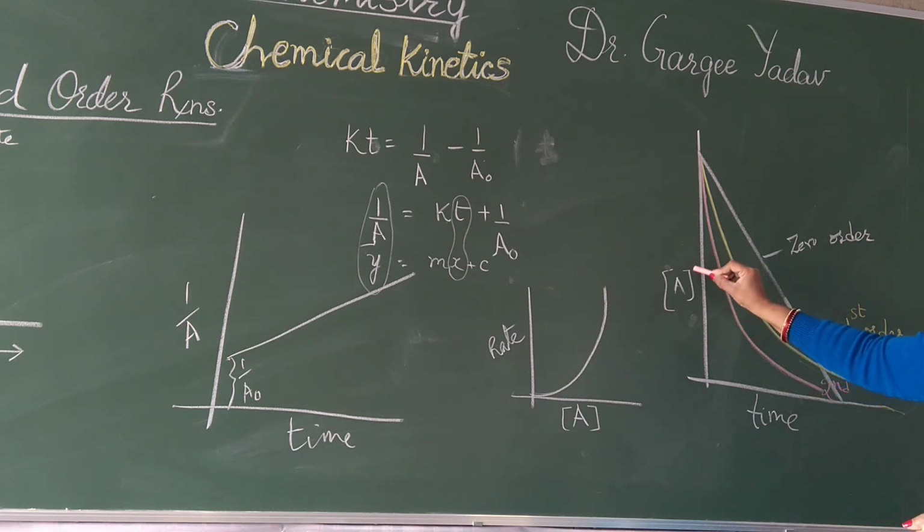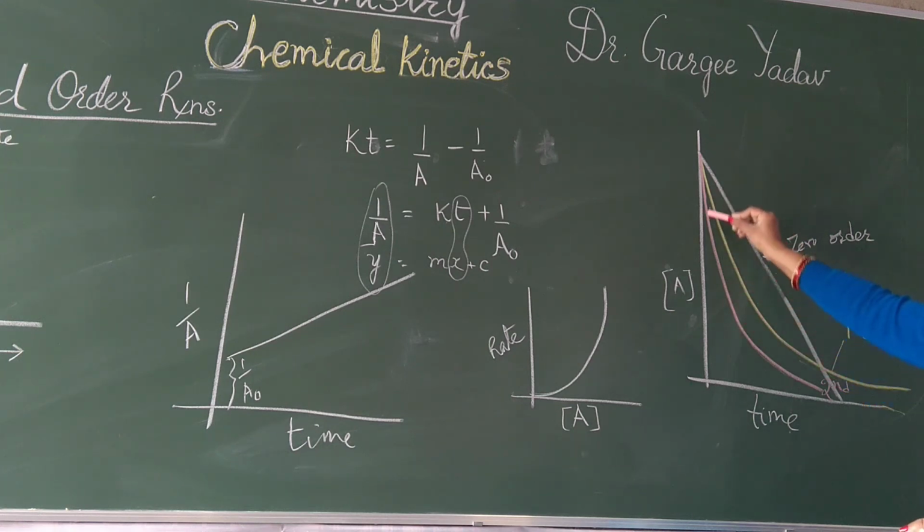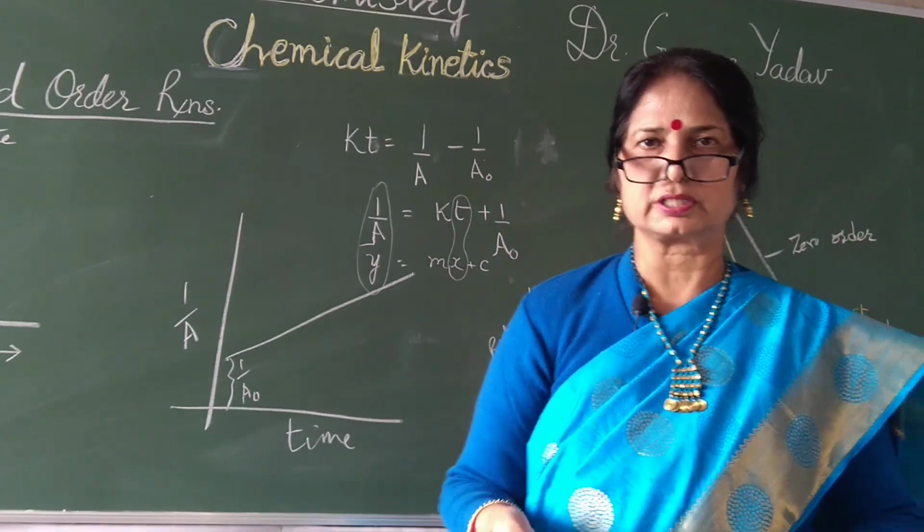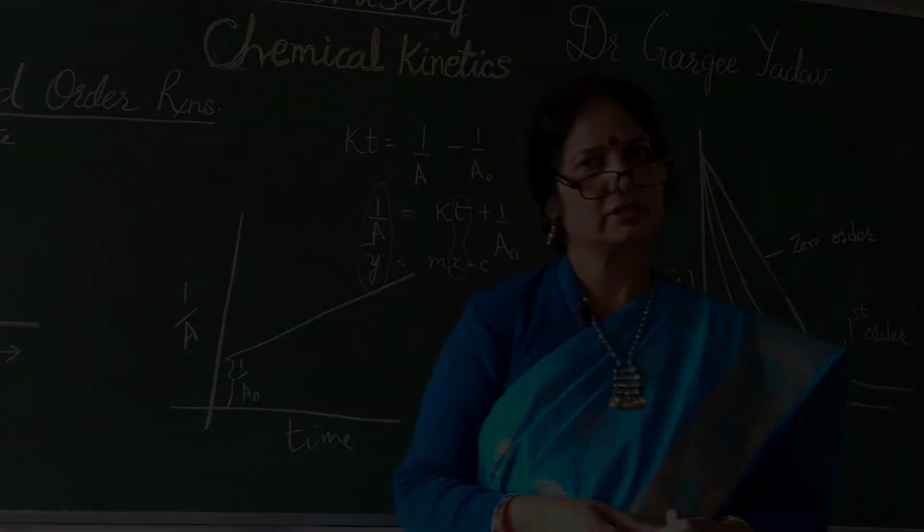If we plot for the concentration and the time, then the graphs are like this. The second order graph is much steeper than the first order graph, and the zero order graph is just a straight line with a negative slope. So this was all about the second order reaction I wanted to tell you. Thank you so much.